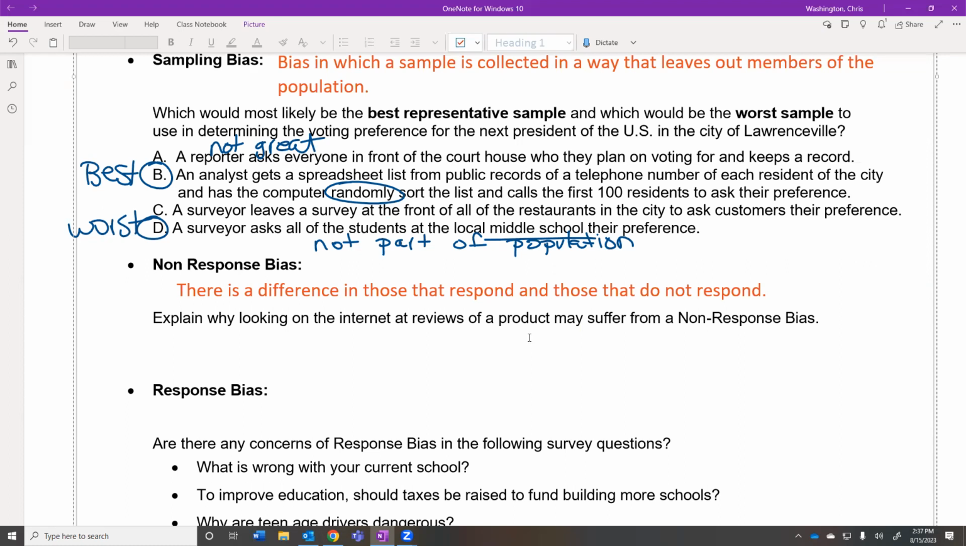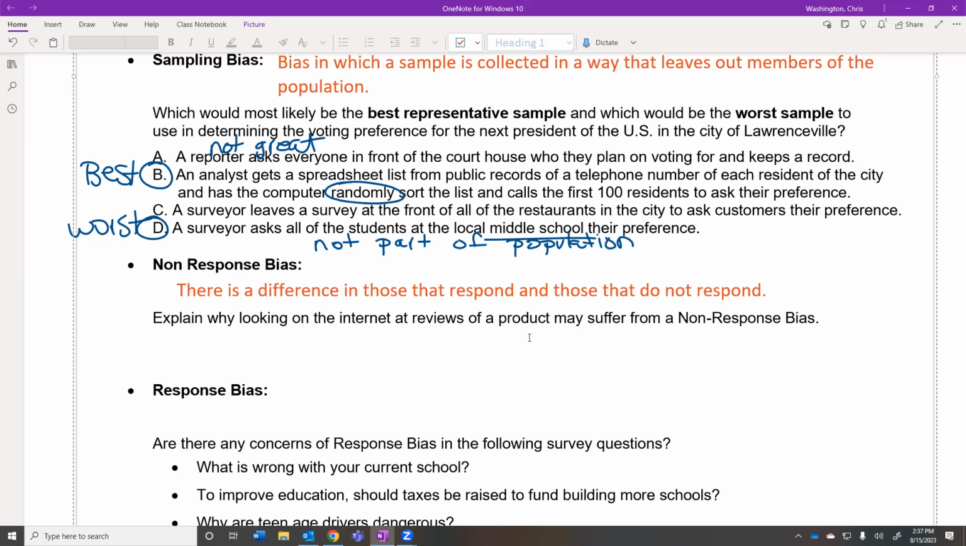So explain why looking on the internet at reviews of a product may suffer from a non-response bias. Who's probably going to go online and fill out a review for the product they bought? People who didn't like it. People who are at the extreme on both sides. Extreme on both sides. That's correct.